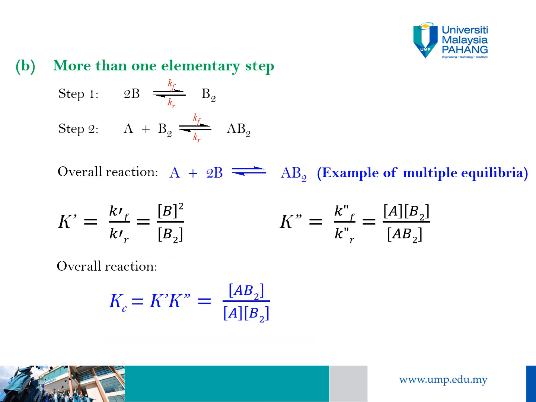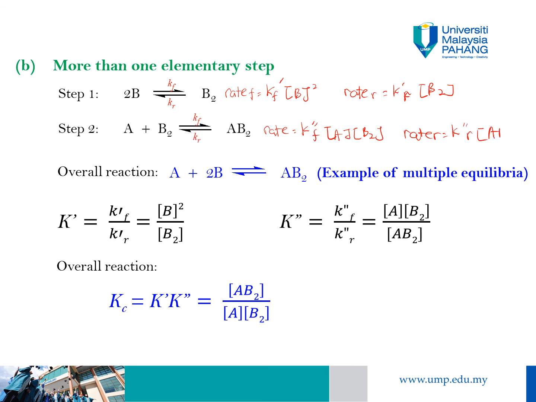Similarly for more than one elementary step. For step 1, the rate for the forward reaction is equal to Kf times A and B, and the rate for the reverse reaction is equal to K reverse times AB2. While for the second step, the rate for forward is equal to K double prime f times AB and B, while the rate for reverse is equal to K double prime r times AB2.